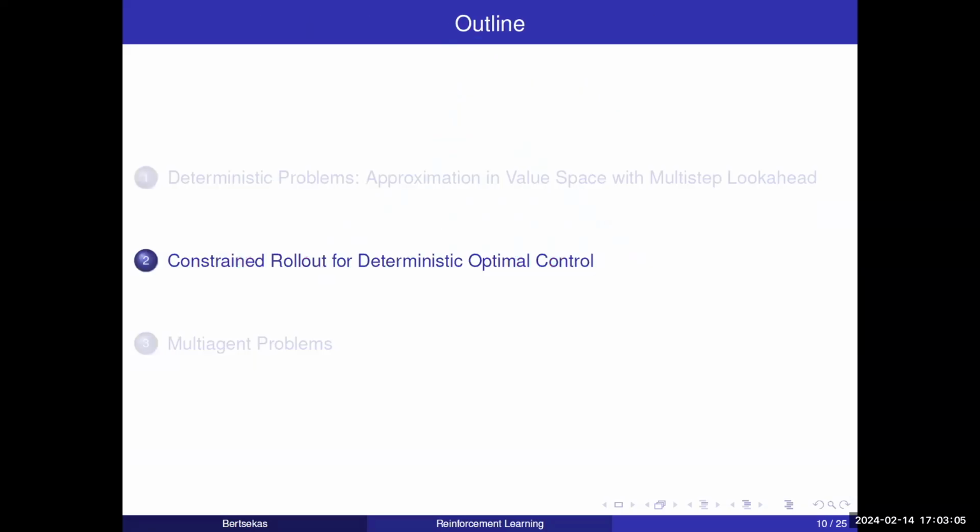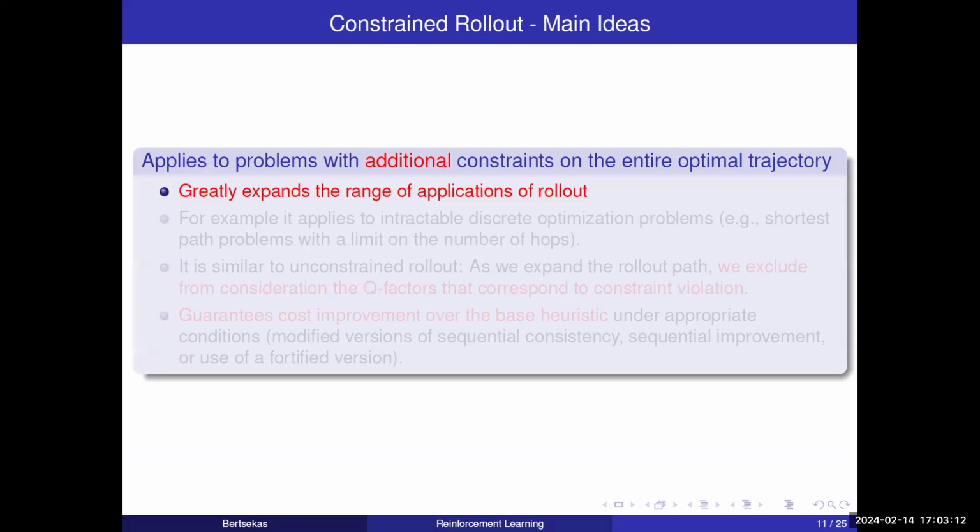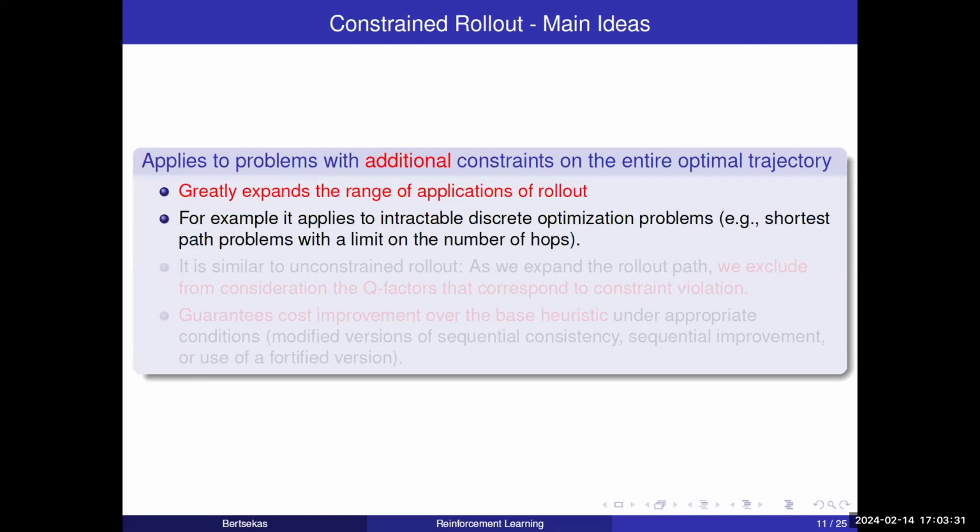Okay. Let's move into constrained rollout for deterministic optimal control. This applies to problems with additional constraints on the entire optimal trajectory. As I said before, it involves trajectories that we can deem unacceptable because they violate some constraint. This greatly expands the range of applications of rollout. For example, it applies to intractable discrete optimization problems, such as shortest path problems with a limit on the number of hops.